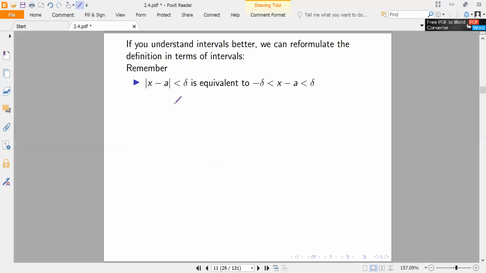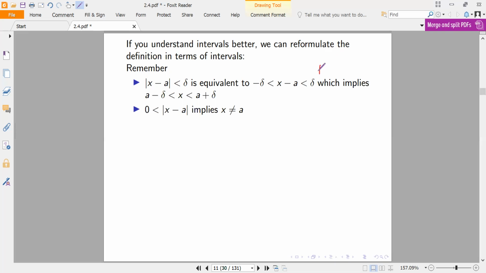Now let's break it down. Now we want to use intervals. Remember we said that the absolute value of x minus a being less than delta, breaking it down using intervals, means that if x is on the left hand side of a, the distance is negative, and if x is greater than a, the distance is positive. So we want to reformulate our definition. The absolute value of x minus a is less than delta. This is equivalent to saying that x minus a is between minus delta and delta, right?